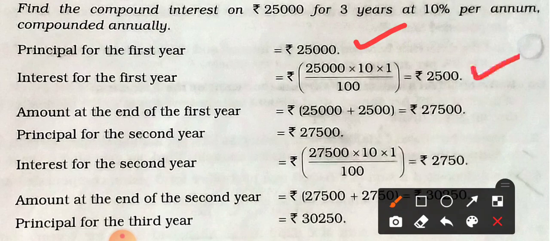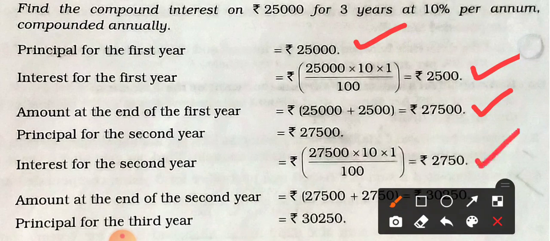Now what is the amount at the end of the first year? We will add the interest to the principal and we get the final amount, that is 27,500, and this 27,500 is the principal for the second year. Now in the second year, what will be the interest? The interest will be, as calculated, 2750.